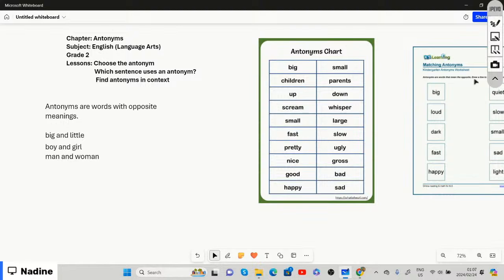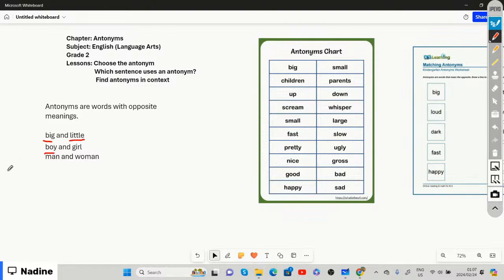And an example of antonyms, for example, big, and the opposite of big is little or small. Boy, the opposite of boy is girl. Man, and the opposite of man is woman. And then we have maybe another word like black and white. Which means that these are opposites to one another.